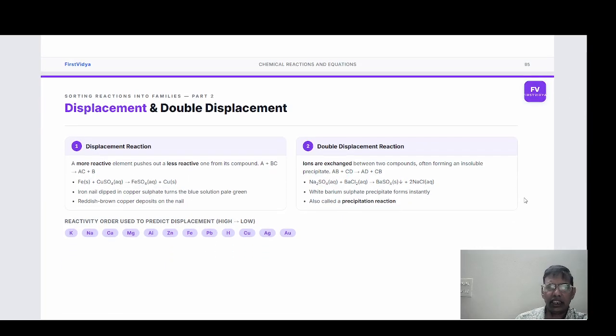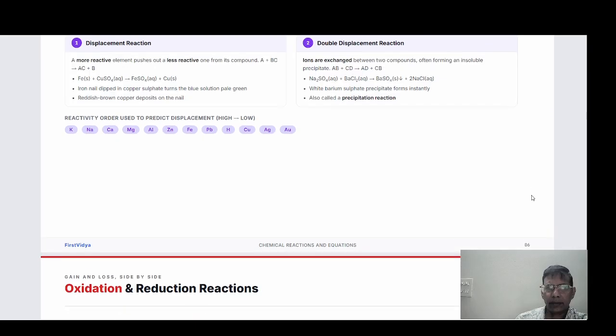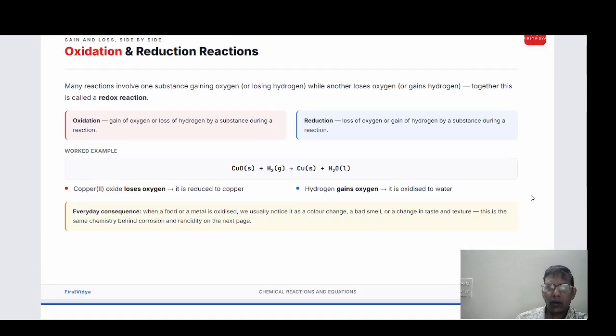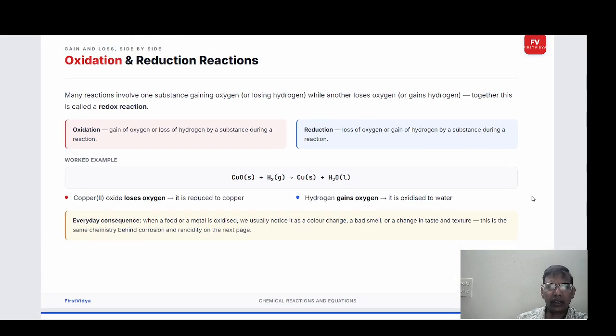Displacement and double displacement reaction, very important from the exam point of view. Now let's see what is oxidation and reduction reaction.